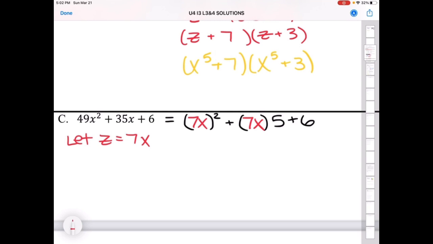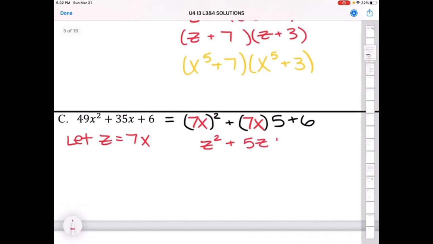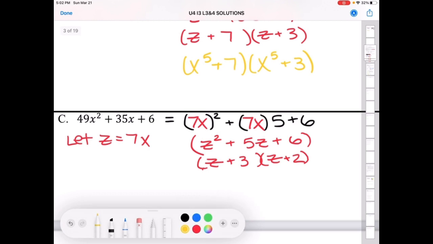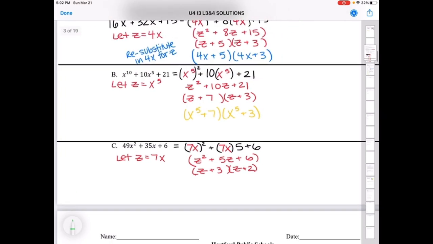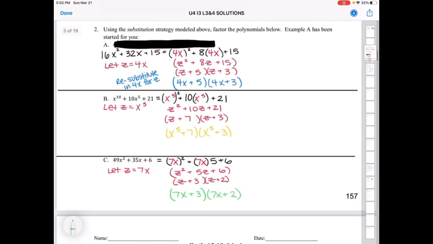So nothing, again, has changed. I'm just going to substitute z in for 7x. So I have z squared plus 5z plus 6. If I have to factor this, I'm factoring it with plus 3 plus 2. 3 times 2 is 6, and 3 plus 2 is 5. Then I can substitute back in my z value. So I have 7x plus 3 times 7x plus 2. And those are my factorizations.